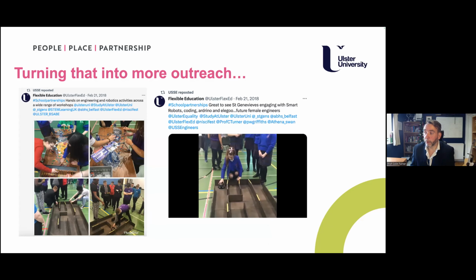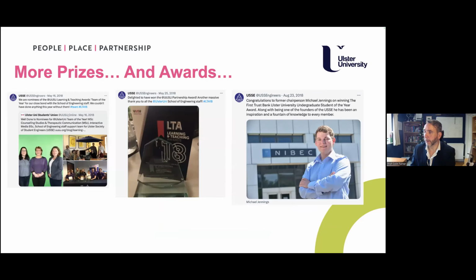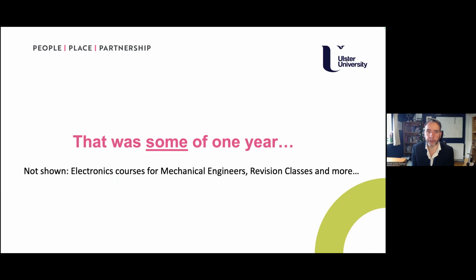Here's more outreach that the Student Society did on behalf of the whole university. And here's charity fundraising they did in their formal activities. And then they won some prizes. And then they went to the Student Society Awards in Cardiff and won some national prizes. And more prizes and more awards, including for MJ. Now, the prizes and awards aren't really the point here. But nevertheless, that was just some of the first year the Student Society did when they got up and running.